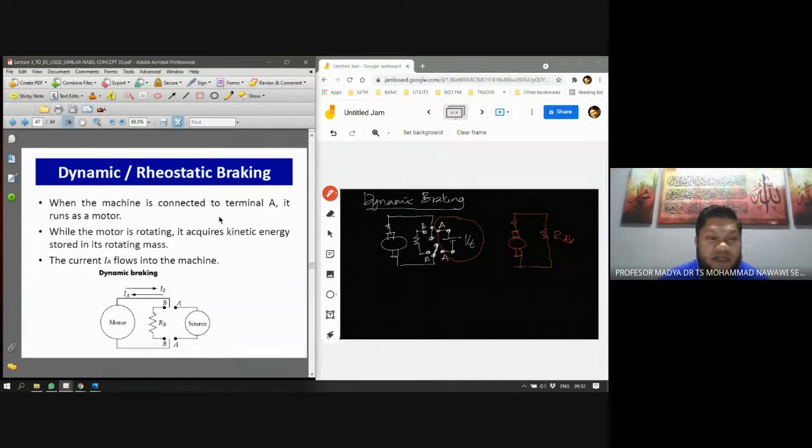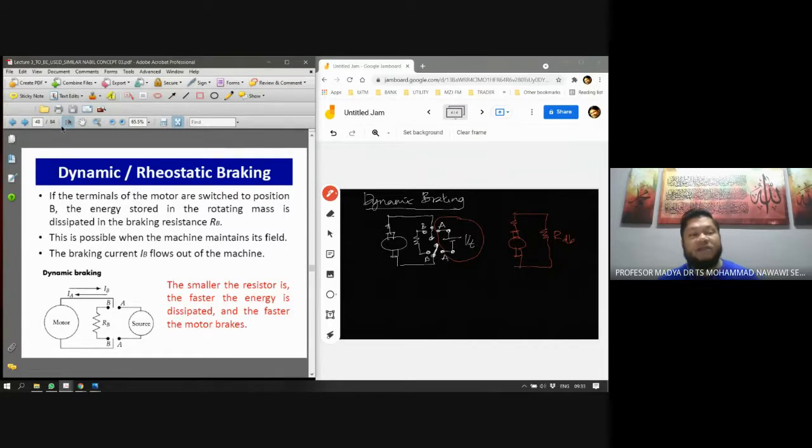So when the machine is connected to terminal A, it runs as a motor. I just explained that. While the motor is rotating, it acquires kinetic energy stored in its rotating mass. The current IA flows into the machine. So in this case, current flows into the machine because it is in the motoring mode. Right? It is in the motoring mode.